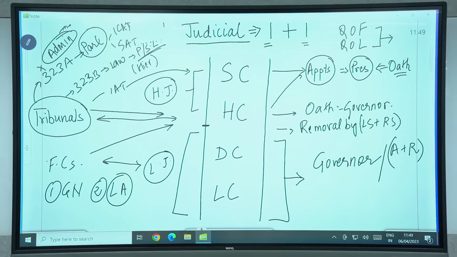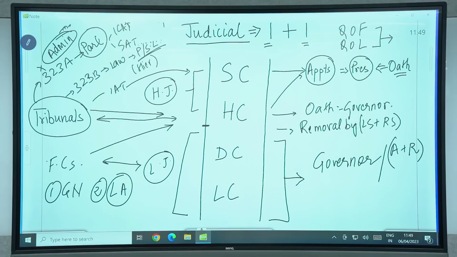Are both backed by a law? Yes. A specialized parliamentary law has created both of these. Gram Nyayalaya is governed by the Gram Nyayalaya Act of 2008, and the Lok Adalats are governed by the Legal Services Authorities Act of 1987. Both have a legal backing. Now the difference is very logical.